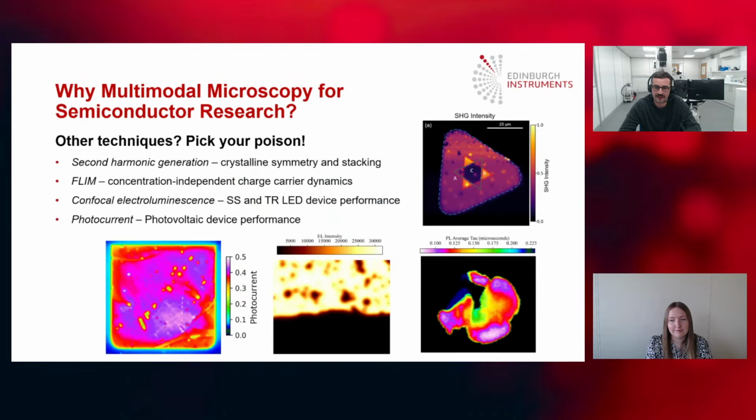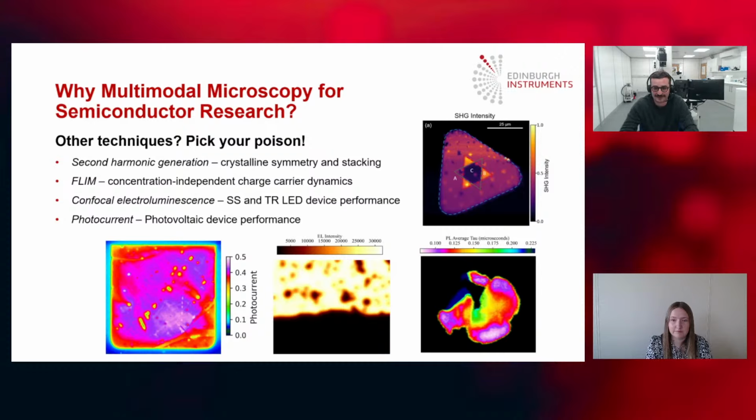Raman and PL aren't the only techniques that can be coupled into our multimodal platforms. So say you're interested in analyzing crystalline symmetry and layer stacking in 2D semiconductor materials, then second harmonic generation could easily be added alongside Raman and PL. We did cover this one in more depth in our recent 2D materials webinar.